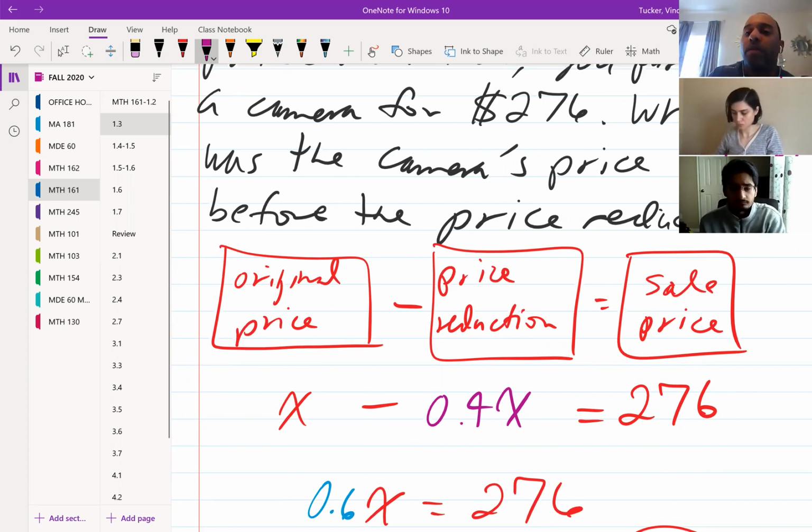So, okay, got a question in the chat. We are trying to find, it says, what was the camera's price before the reduction? So we're looking for the original price.